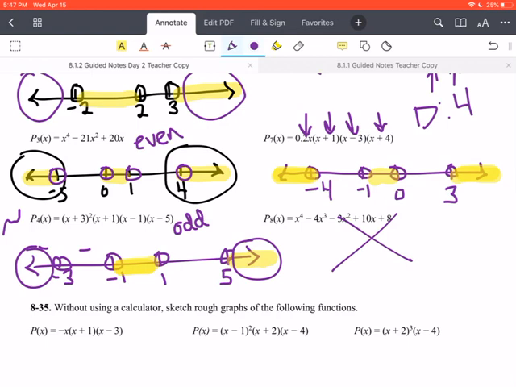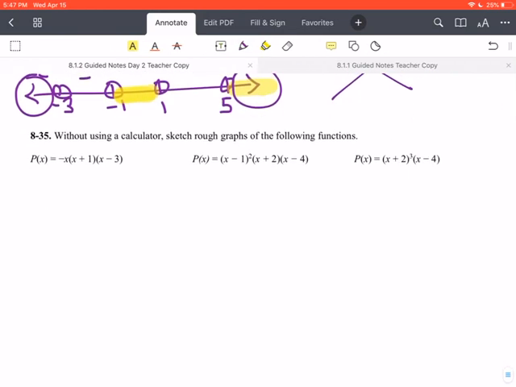So the final activity that we are going to do in 8.1.2, and I encourage you to pause me and try this on your own as well. This is a great opportunity to check for understanding: without a calculator, let's make a rough sketch of the following functions. Okay, so we need to analyze everything we've talked about up to this point.